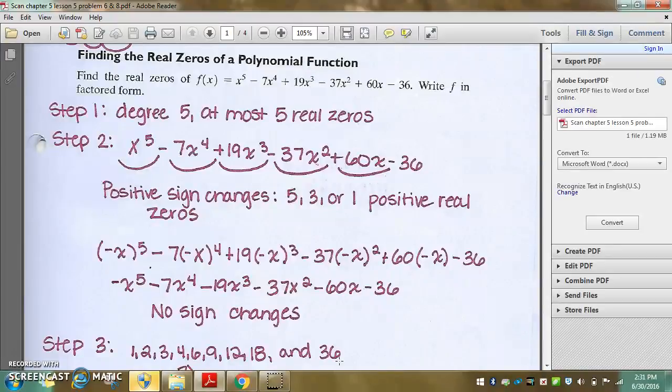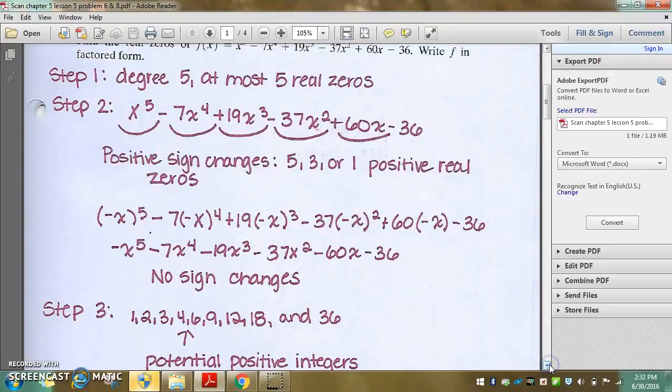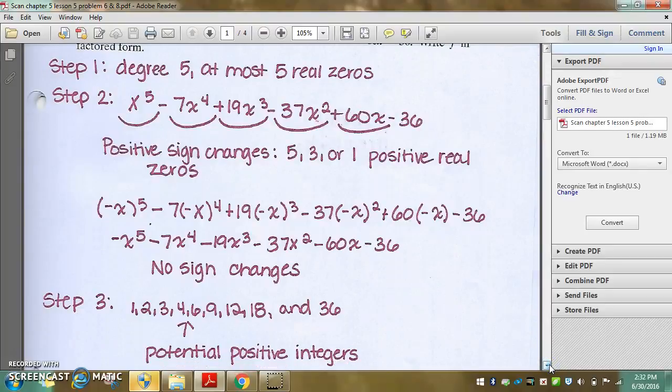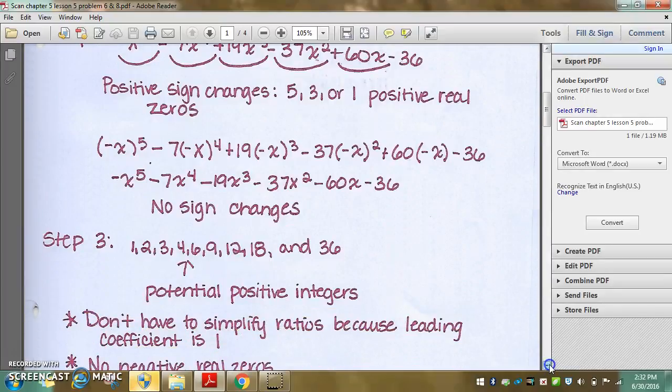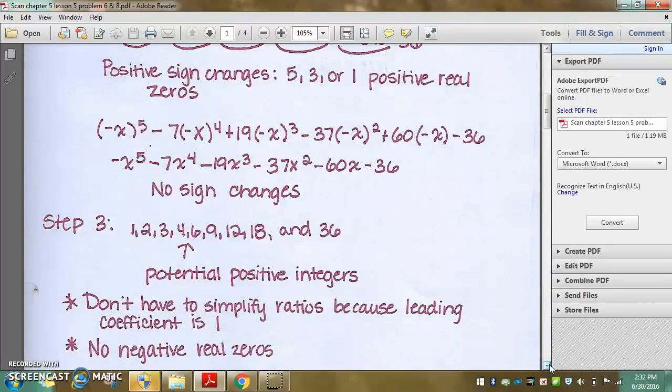Now, why would we not check any negatives? Right, because we had no negative real zeros. This told us there were no sign changes, no negative real zeros. Sorry, I should have written no negative real zeros here. Okay, so these are our potential positive integers, or our potential positive real zeros. We don't have to simplify the ratios because the leading coefficient is 1, and we have no negative real zeros.